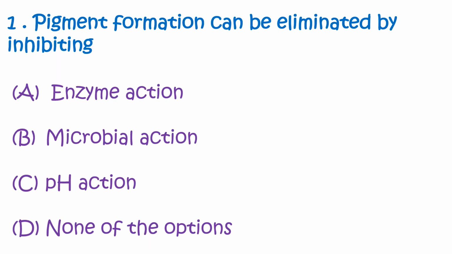Question number 1. Pigment formation can be eliminated by inhibiting. Options are option A enzyme action, option B microbial action, option C pH action, option D none of the above. And the correct answer is option A, the enzyme action. So the pigment like the melanin can be eliminated by the enzyme action in our body.